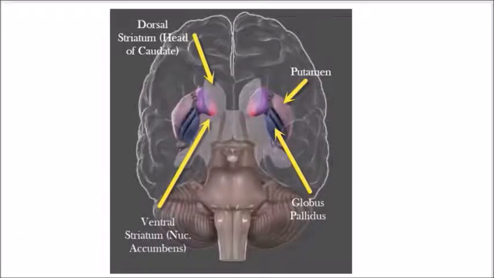Now, again, we're looking at the basal ganglia. You should memorize that this here is the dorsal striatum or head of the caudate, the ventral striatum with the nucleus accumbens within it, the putamen, and the globus pallidus with both the externa and interna. Of course, externa means it's closer to the external side of the head.